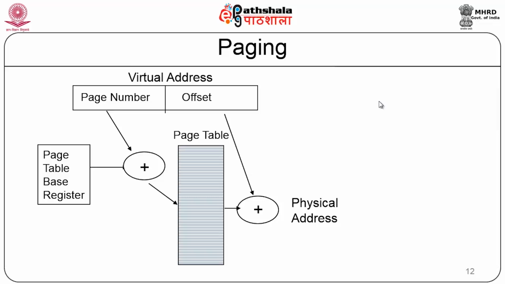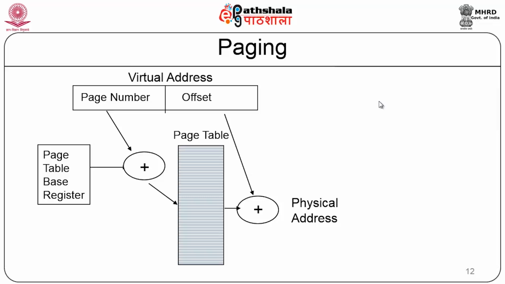So, the page table will have 2 power 10 entries. Now, the base of the page table is available in what is called a page table base register. So, the page table is after all loaded in physical memory. So, where that particular page table is loaded, that base address is loaded into your page table base register. So, by adding the page number to your page table base register, you will be able to index into the actual page table.